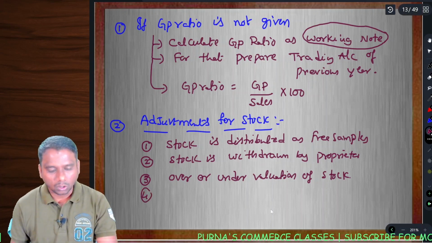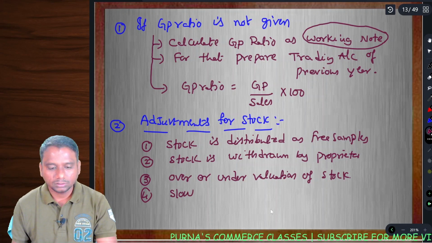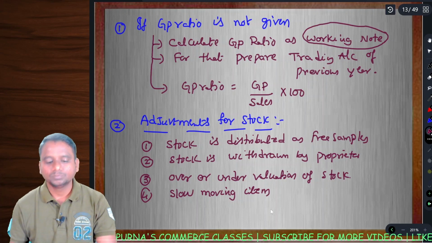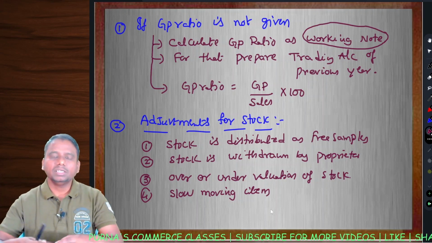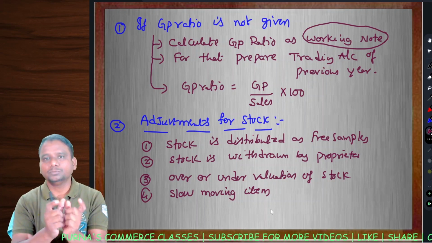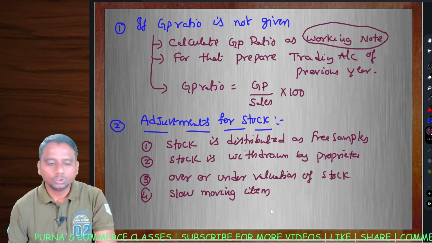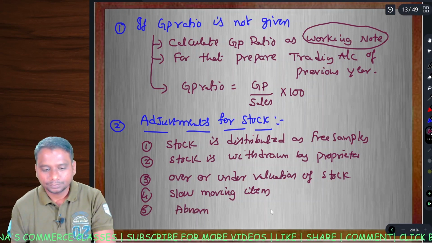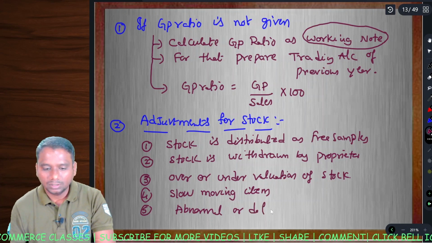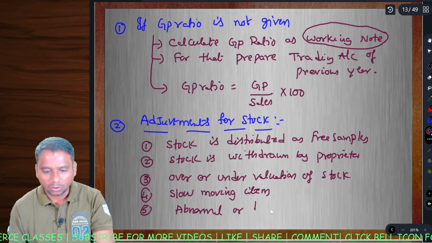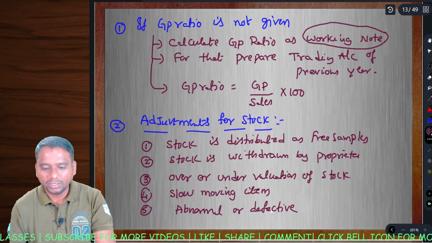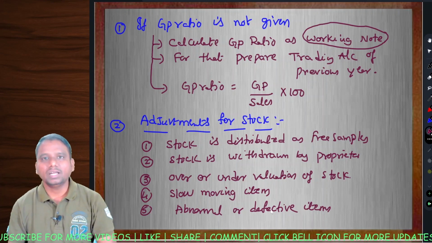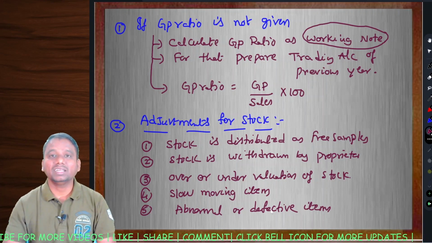So next one. Out of the above stock, there may be some stock called slow moving items. See, in case of seasonal business, some goods may not be sold frequently. So these are slow moving items. Next one, some abnormal or defective items. The stock may contain slow moving items and abnormal or defective items.